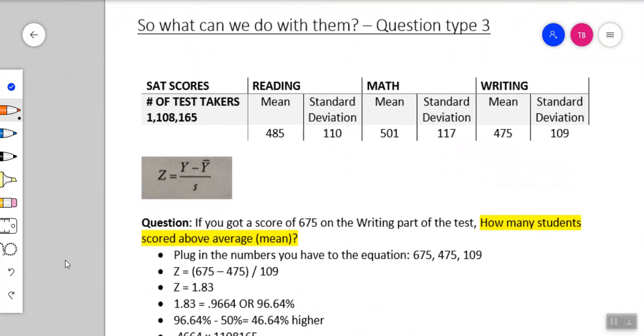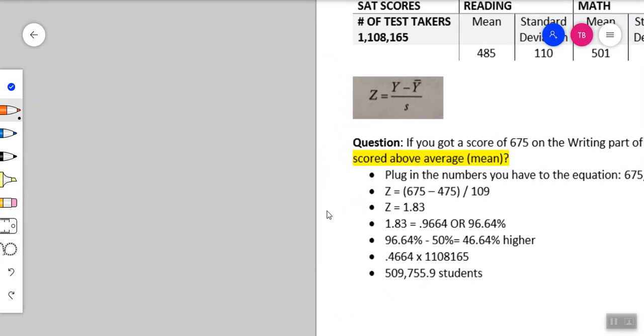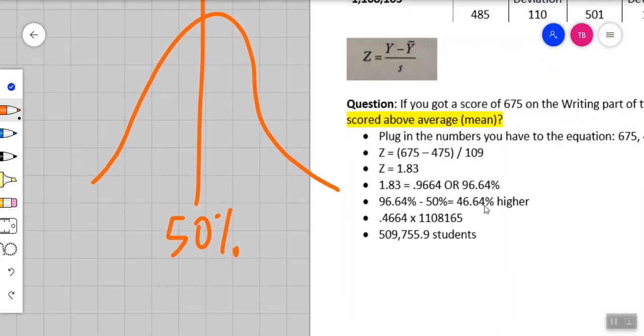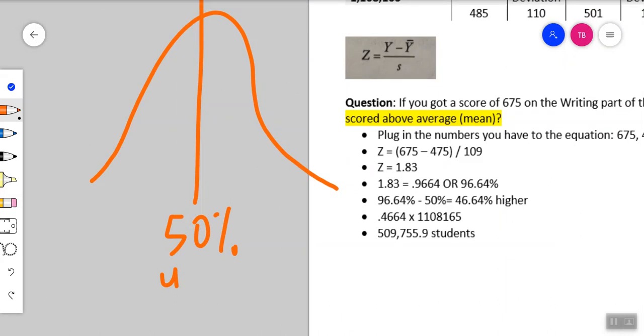So now let's do another one. This is very similar to the last one. There's going to be one additional step. In this case, instead of asking what percentage, it's asking how many students. So be very careful when you're looking at the questions, what exactly they're asking for. How many students did you score above? So let's go back and try this out again. It's asking a very similar thing here. We got 50% here, and we know that score is 475.